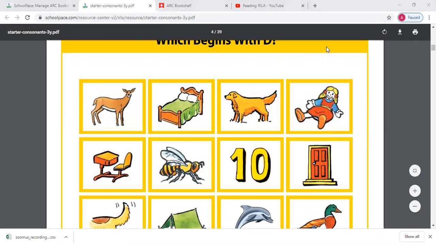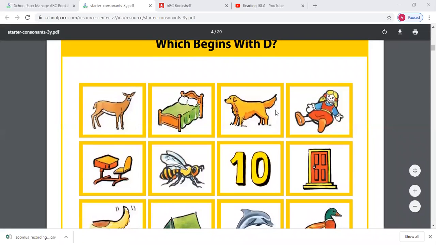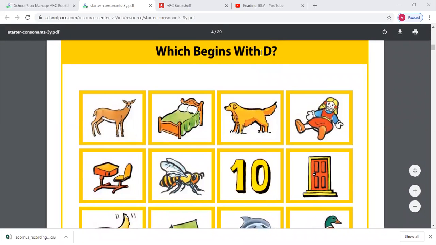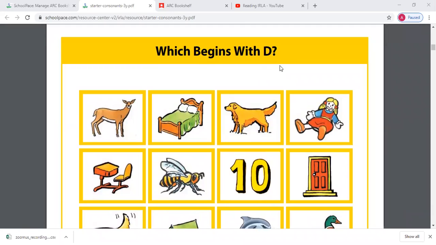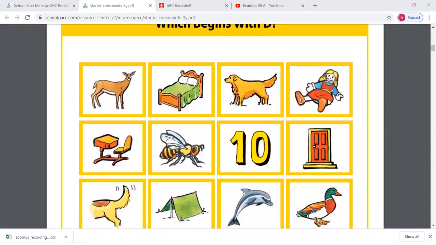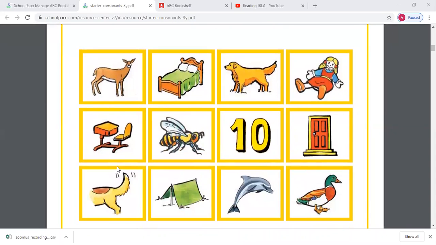Today we are going to identify words that begin with the letter D. Remind me what sound D makes. D, D, D. So we will go through these pictures and identify all of the pictures that start with the letter D and make the D, D sound. And then we will hop on over to our bookshelf and read a story.